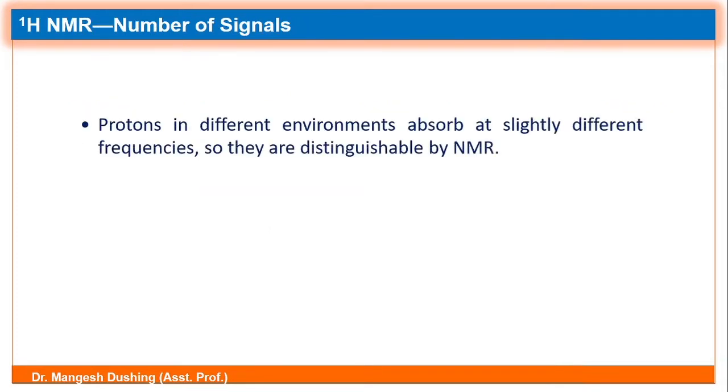Friends, protons in different environments absorb at slightly different frequencies of the radio frequencies. So they are distinguishable by NMR spectroscopy. Different types of protons, with different chemical and magnetic environments in a molecule, absorb at slightly different frequencies, so they are distinguishable by NMR spectroscopy. They appear at different positions, so peaks will be different for those protons.